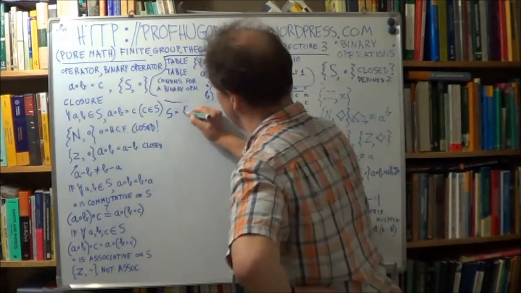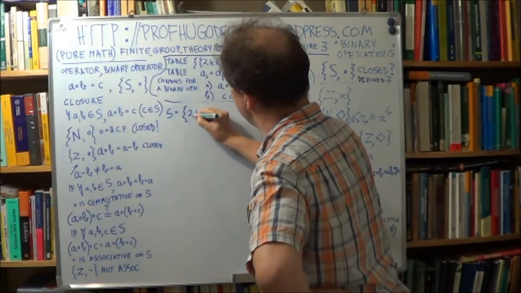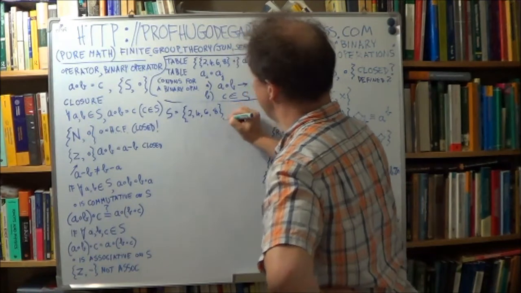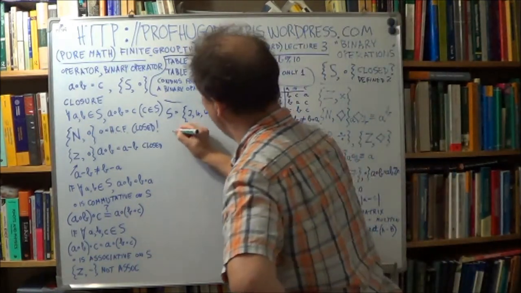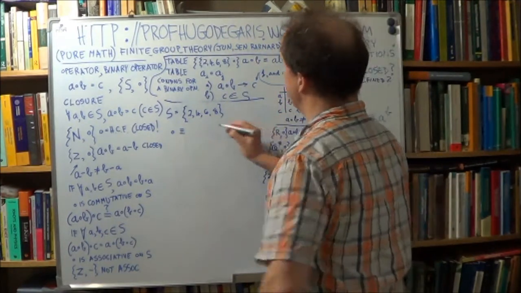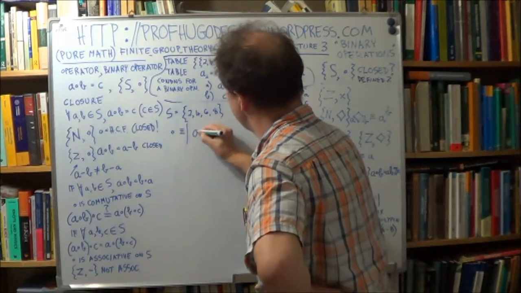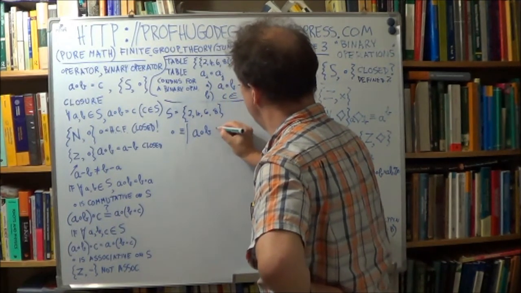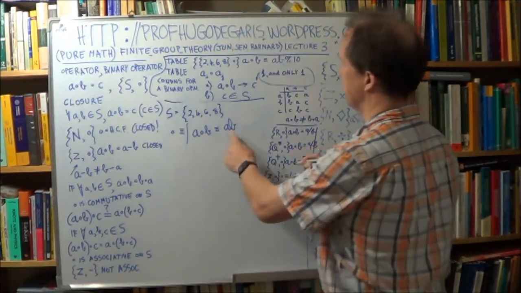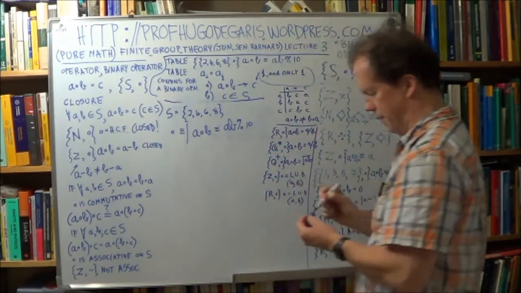So you start with your set, and the set consists of four integers: 2, 4, 6, 8. That's your set. And the binary operator, by definition, A operator B is defined as the product: you just multiply these two numbers and then mod them by 10.